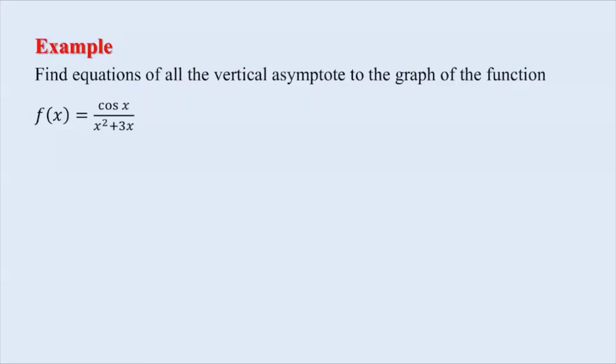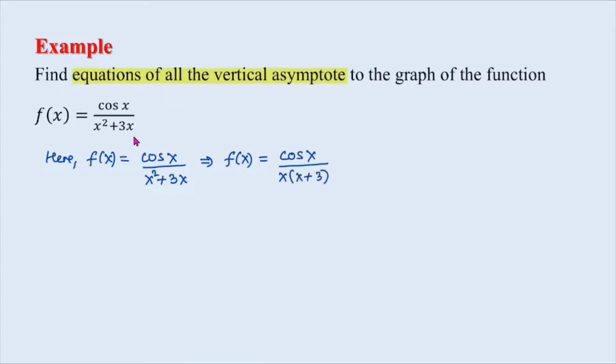That is example 5. Example 6, find the equation of all vertical asymptotes to the graph of the function f of x equal to cosine x over x squared plus 3x. So here we are looking for the equations of vertical asymptotes, and the function given here is f of x equal to cosine x over x squared plus 3x. This function can be rewritten as f of x equal to cosine x over x times x plus 3.